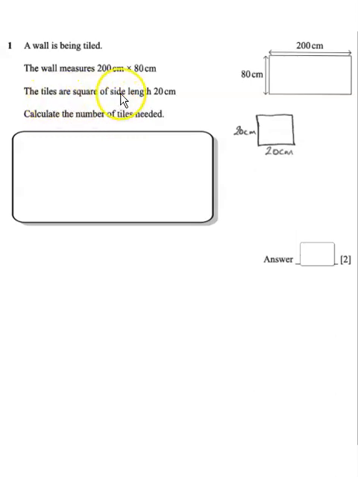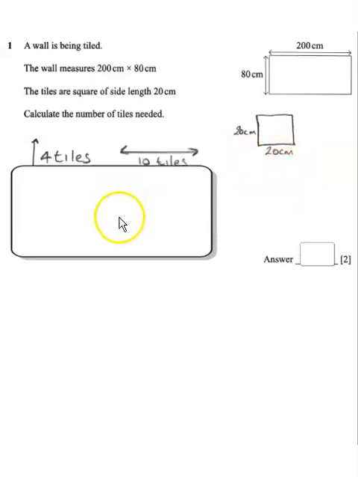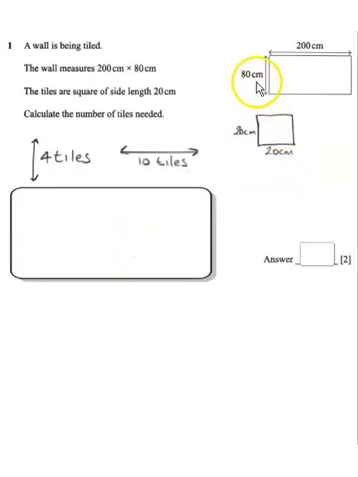So as the tiles are a square of side length 20 centimeters, sometimes it's easier to get a visual representation of it by just drawing a little square with 20 and 20 on for length and width. The next part is you figure out how many tiles would go up on the side of this wall. You can see there could be 4 lots of 20, which is 80 centimeters. So 4 lots could go up the side of this wall.